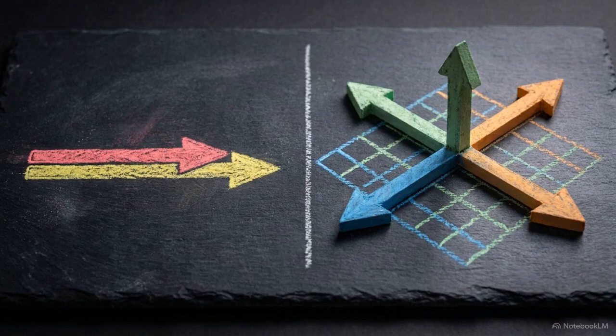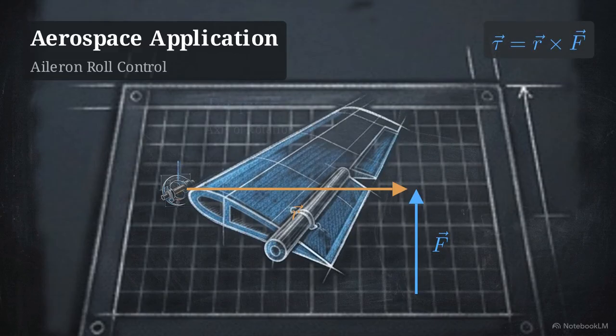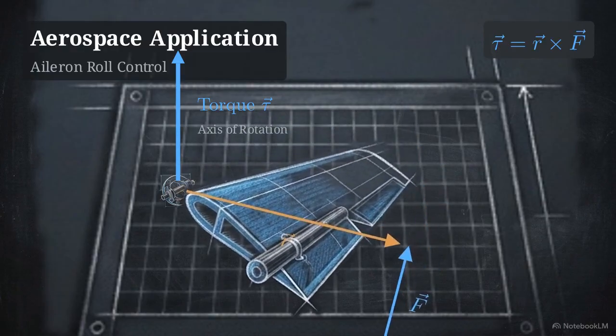Returning to aerospace, we can map this behavior to physical rotation. This diagram shows an aileron hinge point, displaying a radial distance vector intersecting with an applied aerodynamic force. The aerodynamic torque, the force required to move that control surface, is the cross product of the radial distance and the applied air pressure. This calculation produces the perpendicular axis of rotation that rolls the aircraft.